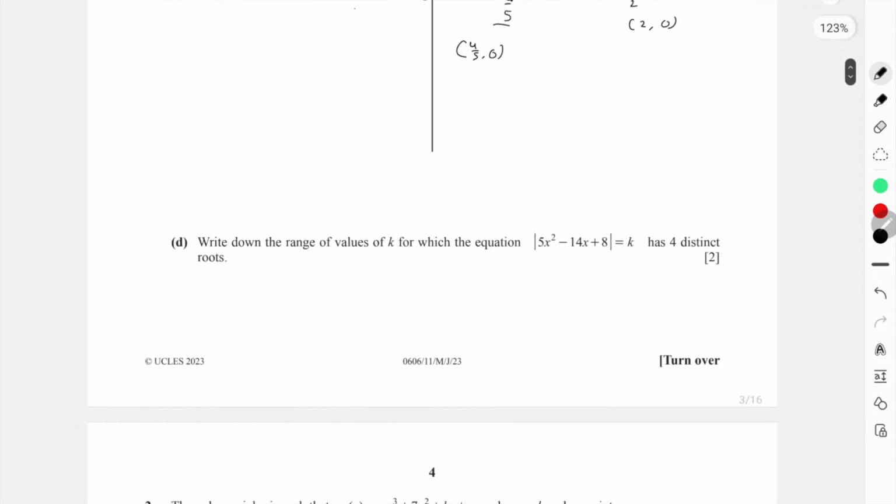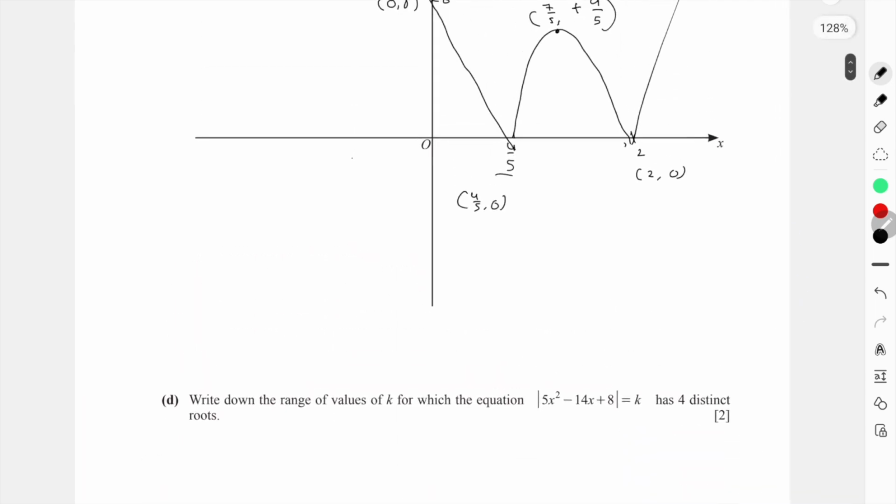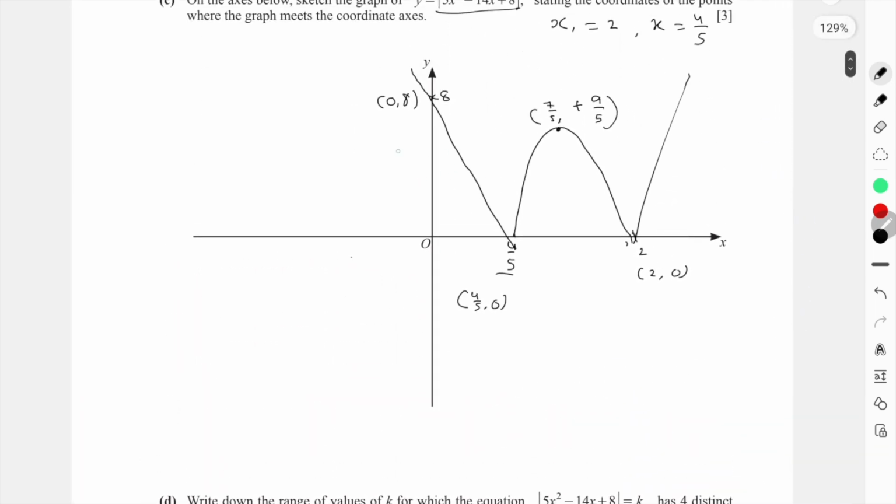And we have to write down the range for which the equation has 4 distinct roots. As you can see, it has 4 distinct roots at these points.